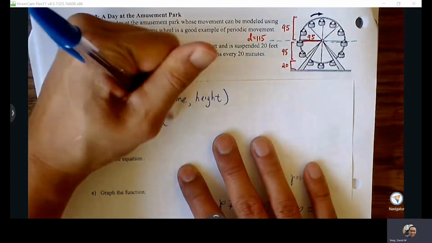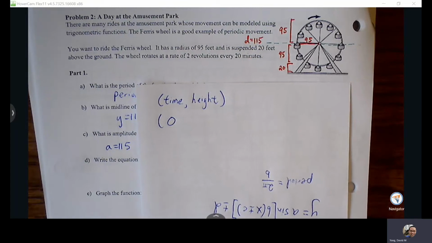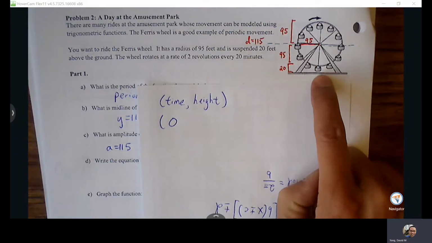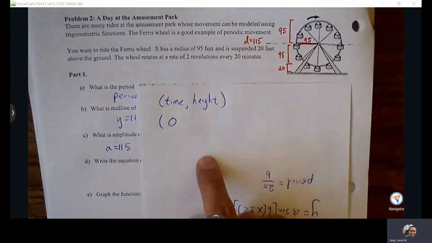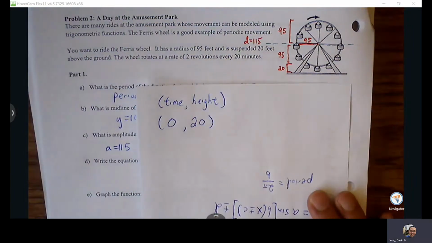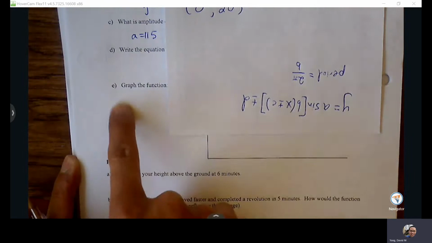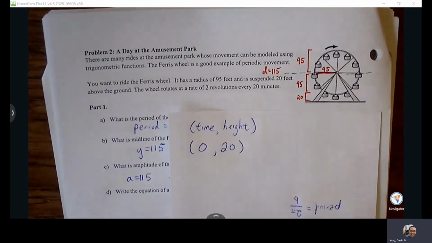So let's say we're at time 0. When you're at the beginning of the ride, how high will you be off the ground? Right, we enter the ride at the lowest point. So time 0, 20 feet. Okay, I'm just going to put this under this graph, the function, but I want to be able to see this as well, so I'm putting it on a separate sheet here.